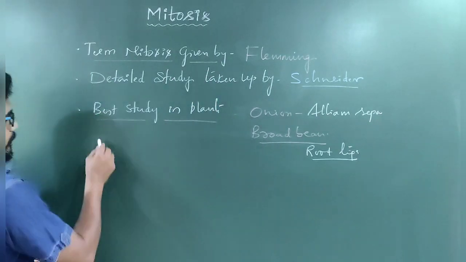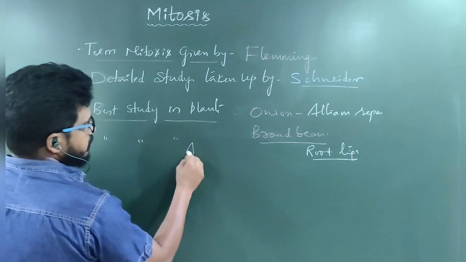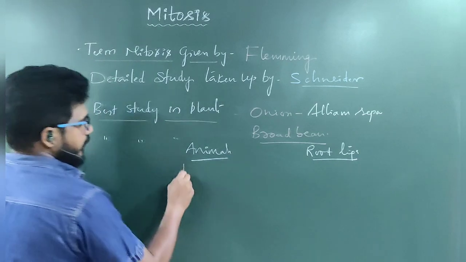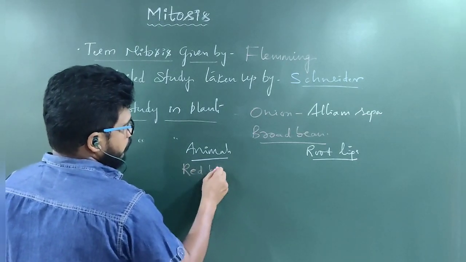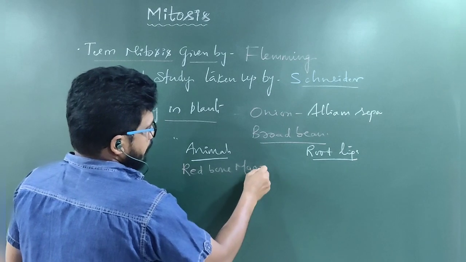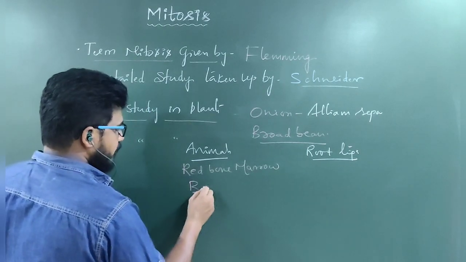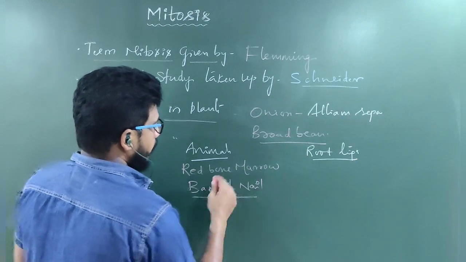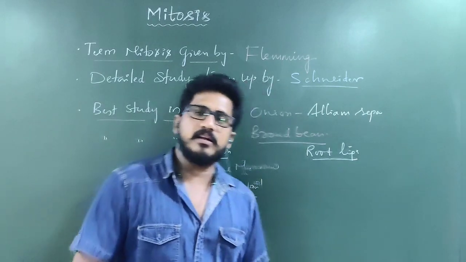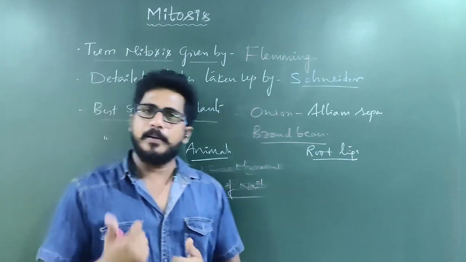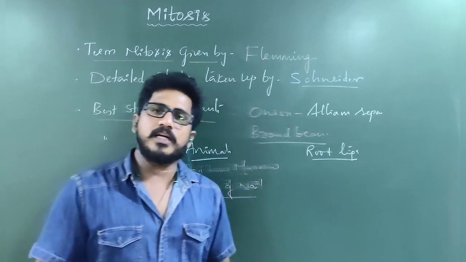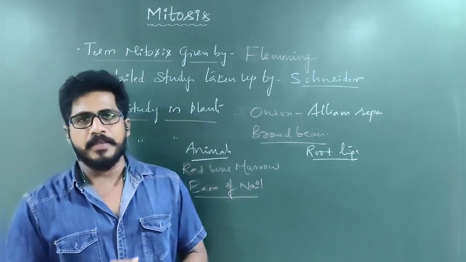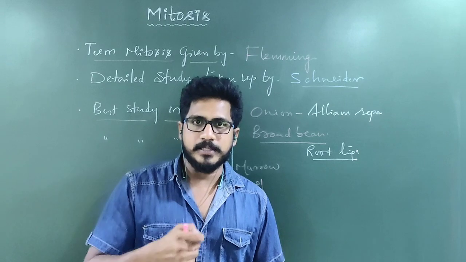Now, in the case of animals, the best study material is red bone marrow as well as the base of the nail. In bone marrow different types of cells will be there. They can produce RBC on one side, WBC on one side, platelets on one side. More than 200 different types of cells can be produced in the bone marrow. That is the reason bone marrow is also called stem cell.